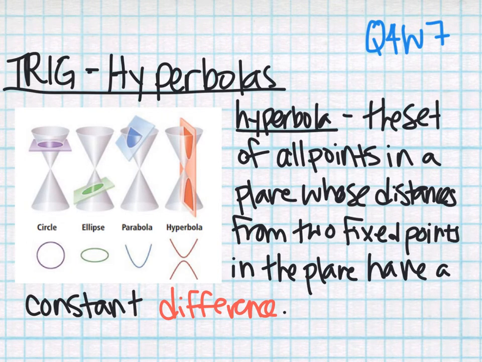So we saw with a parabola, it was always the same distance from the focus and the directrix. So this one, we've got two points, and the hyperbola has a constant difference in the distance from those points. So it's not a constant distance, it's a constant difference, which is interesting and weird, but let's see what that means.